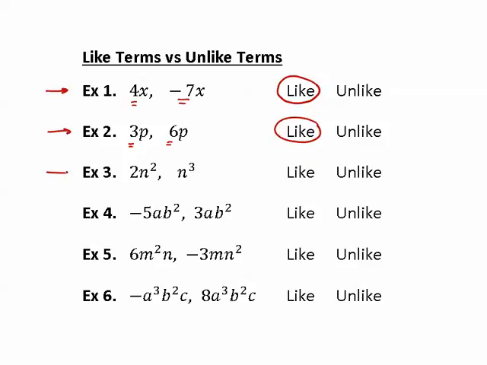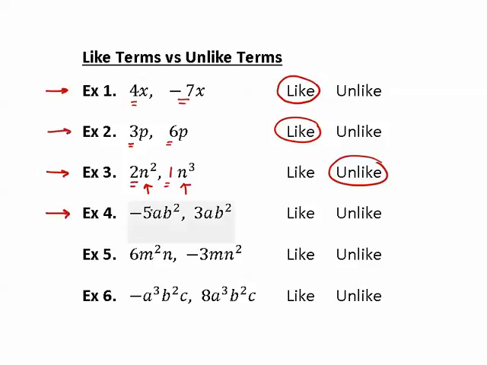Now, in example 3, we have 2n squared, and then we have n cubed. Well, the coefficient on the second term is a 1. So coefficients are different. The problem that we have here with this term is that the n is squared in the first term, but it's cubed in the second term. So these are not like terms. They are called unlike terms. So to be like terms, the variables and their respective exponents have to match.